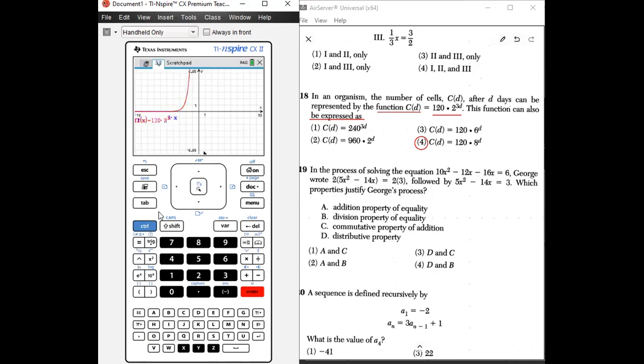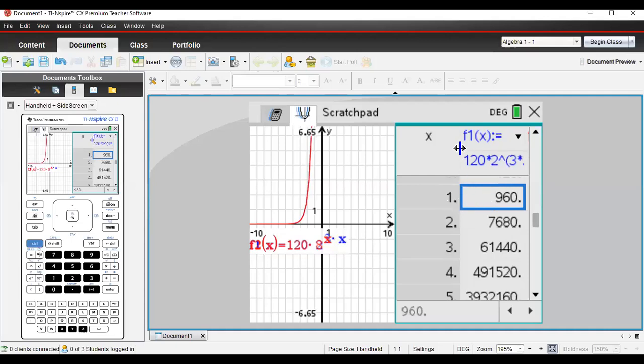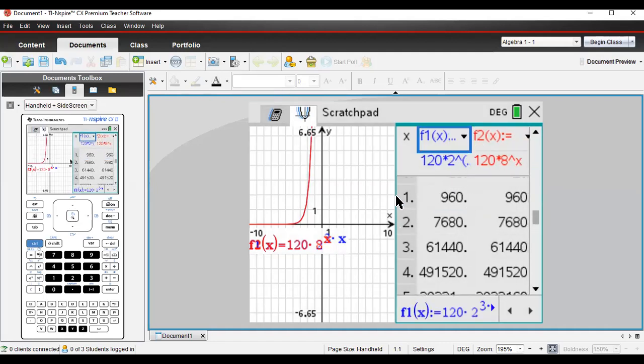The other thing that you should really do, this is the real test. You should go to the table, Control T. Now, Control T always gives you the table, and I'm going to make this bigger so you can see everything. You can see when I put in 1 as the input, the output for the first one in blue was 960, and the output for the second one that I entered is also 960.